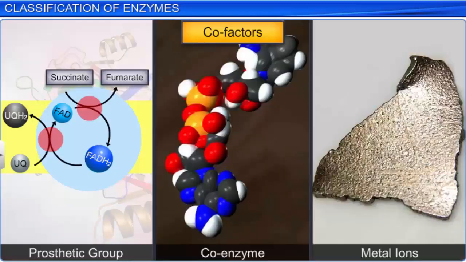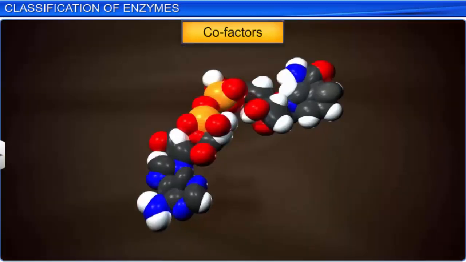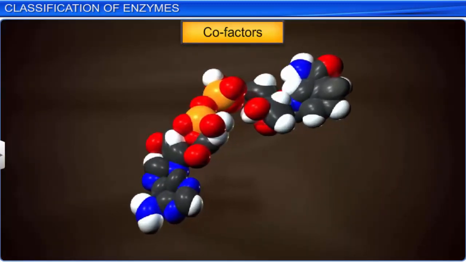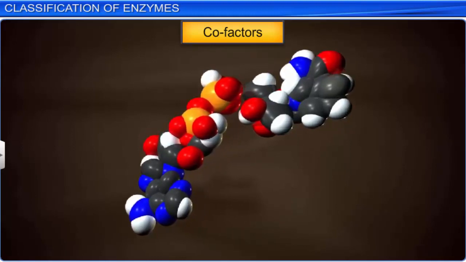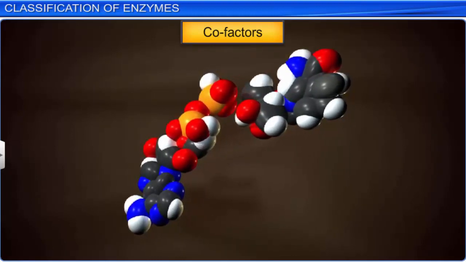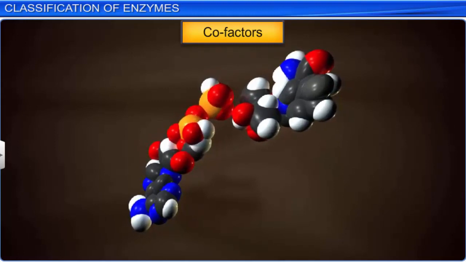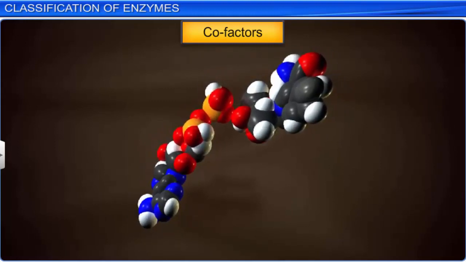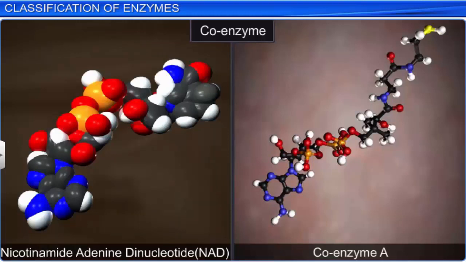Coenzymes are also organic compounds which get bound to apoenzymes for a brief period during catalysis. In fact, coenzymes act as cofactors in a number of different enzymatic reactions. Common examples of coenzymes are NAD or nicotinamide adenine dinucleotide, and coenzyme A.